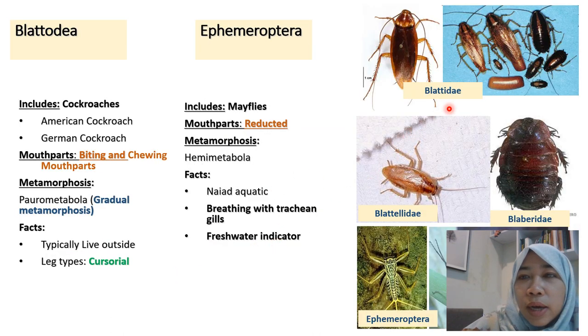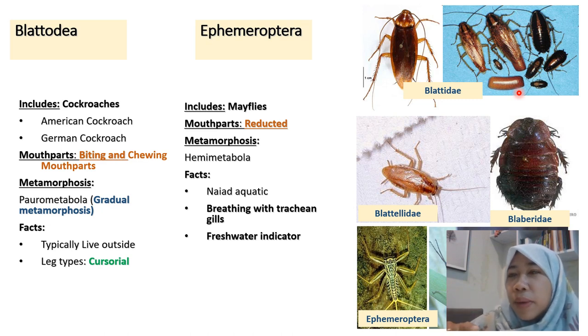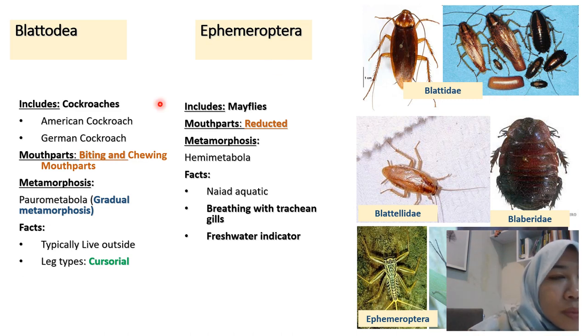And then this is Blattodea, we can see the example in cockroach. You can see this is the package of egg, paket telur. The package of egg is really hard, really, really hard to break. Even the chemical pesticide is really hard to get inside this egg package. It's hard to penetrate. The mouthpart is biting and chewing. The metamorphosis is paurometabola or gradual metamorphosis. The type of legs is cursorial. Cursorial is for walking and running.